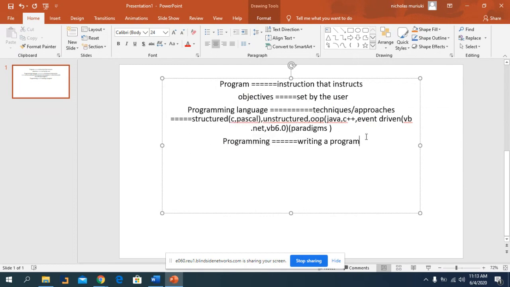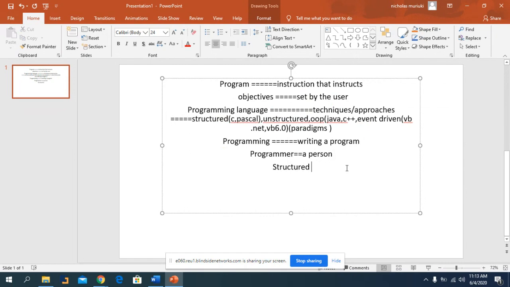But now, who writes this program? The person who writes this program is what you call a programmer. A programmer is a person who writes a program. But the moment you're writing this, I want to clearly talk about the structured way of writing a program.